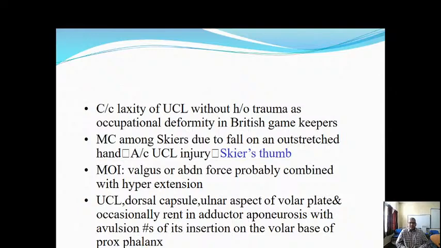It is most common among skiers due to a fall on the outstretched hand, which gives rise to ulnar collateral ligament injury. That's why it is also called skier's thumb or gamekeeper's thumb. So the mechanism of injury is valgus or abduction force, probably combined with hyperextension.